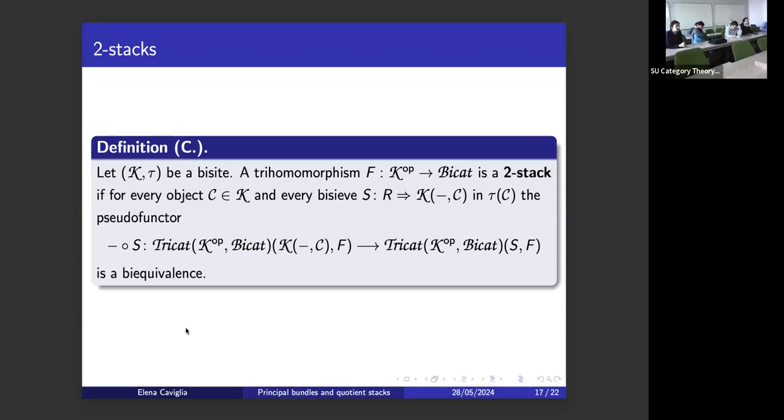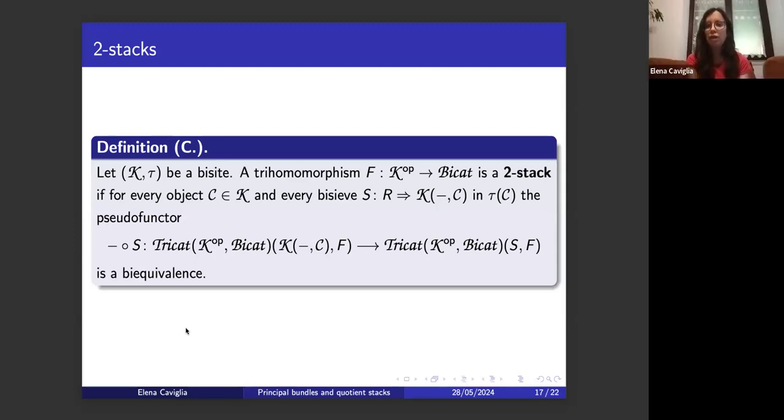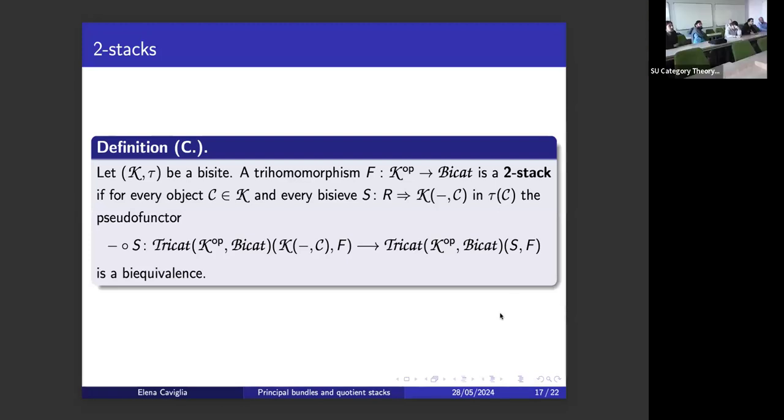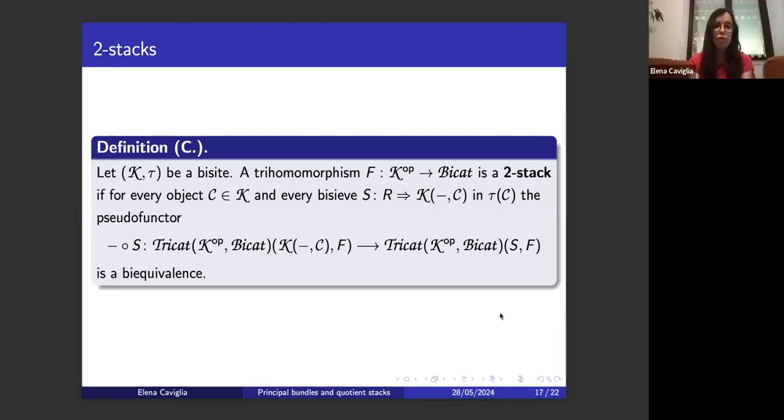But the problem with this definition is that it is very implicit and abstract. And if one wants to prove that something is a two-stack using this definition, this is going to be a nightmare because we need to deal with these three categorical objects on the right-hand side, and it's very complicated to do so. And so I proved that there are gluing conditions that are more explicit and similar to the ones that we have for stacks, also for two stacks.